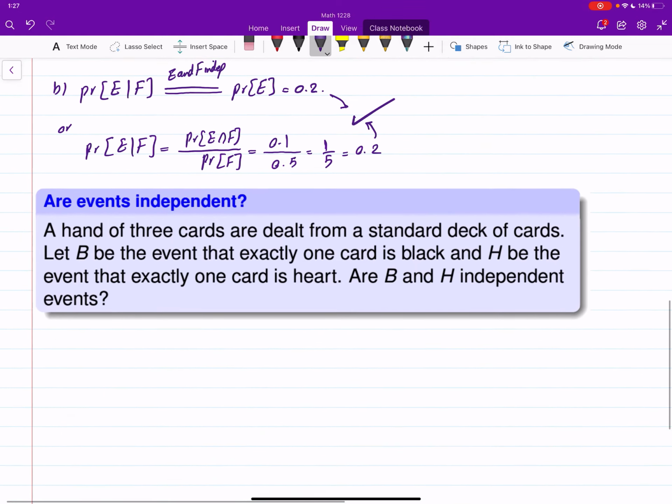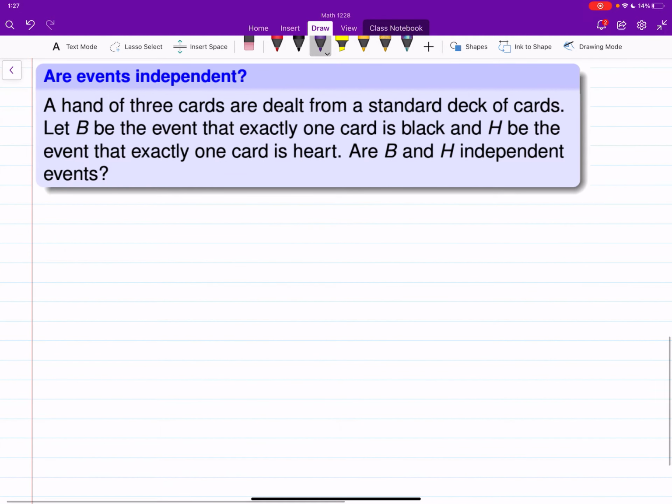Well, let's do another example. Here, three cards are drawn from a deck of cards. Let B be exactly one black is drawn. H is exactly one heart. Then we want to check if these two are independent or not.